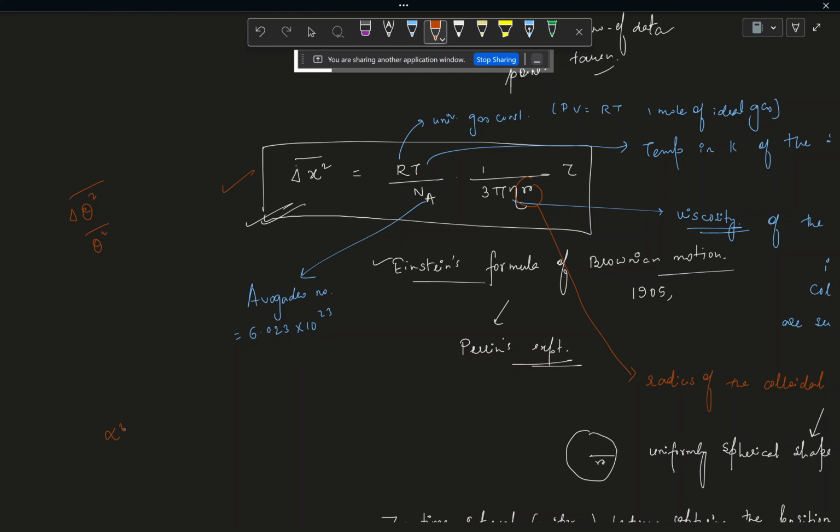I think there is a formula: alpha square average is RT by N_A into 1 by 4 pi eta r cubed into tau. You can look it up under the topic called rotational Brownian motion, where instead of translational motion along the x direction, you choose angular position and take it as alpha, and then take the mean square deviation of that angular position. But the parameters you need to know are exactly the same. Here also you have the viscosity eta, the particle radius r, and the interval time tau.